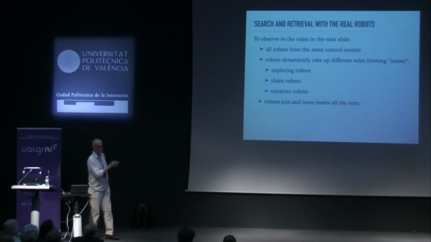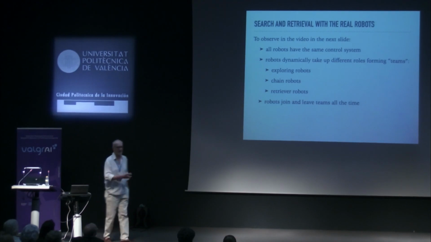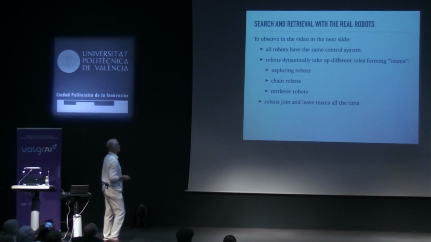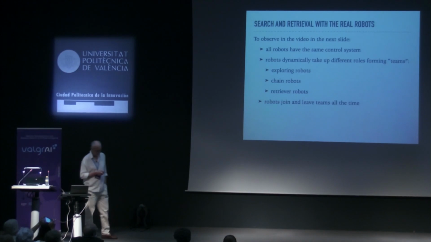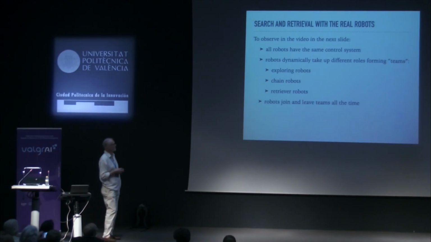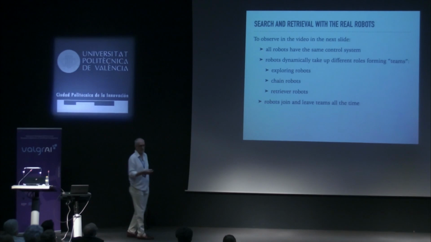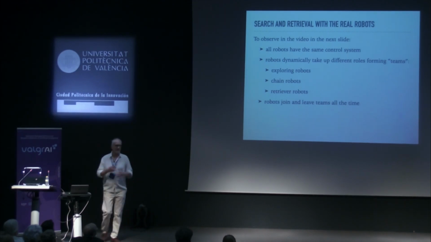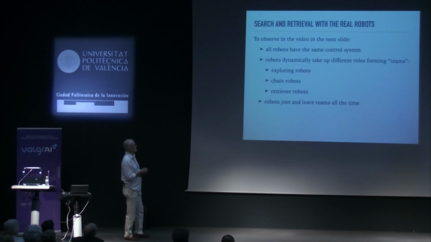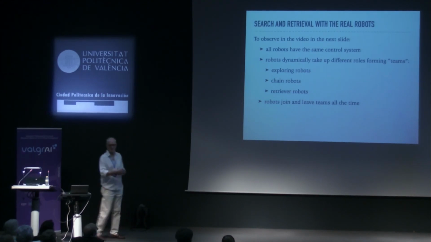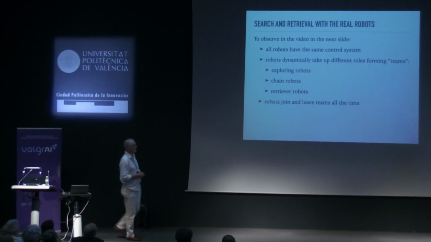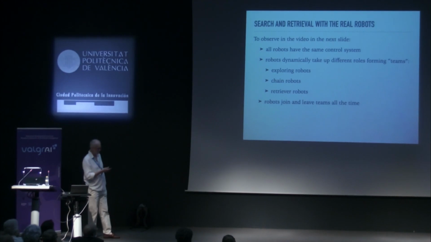Okay, so what I present now is what happens after all the recycles and with a system that is working. In the next slide, we present a video where all the robots have the same control system, as I said before. However, when you look at the robots, you will see that they dynamically take different roles over time. There are exploring robots, robots that belong to the virtual chain, and robots that are retrieving the object. And the robots join and leave the teams all the time.